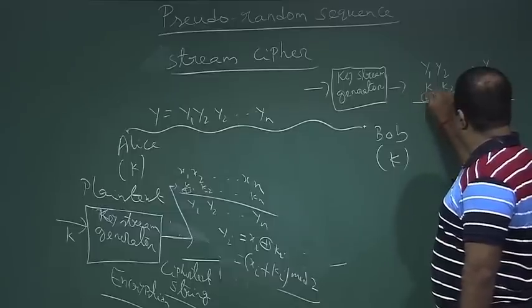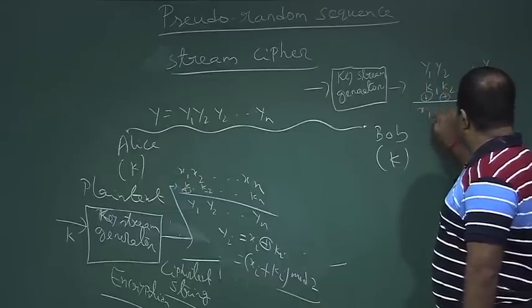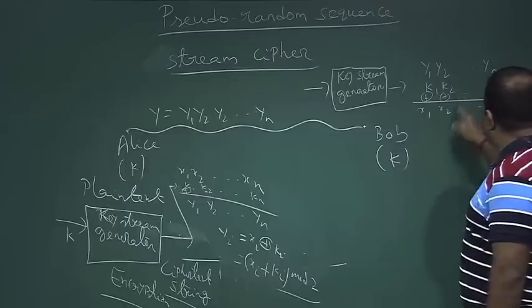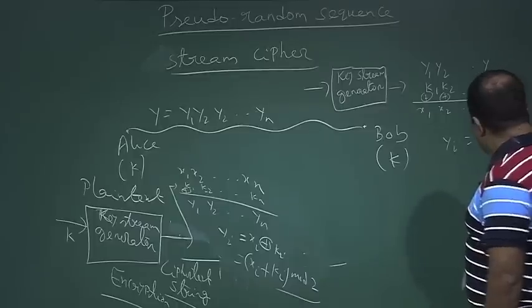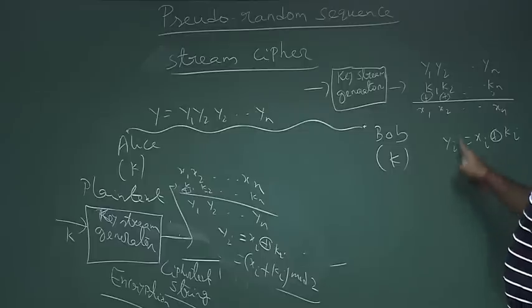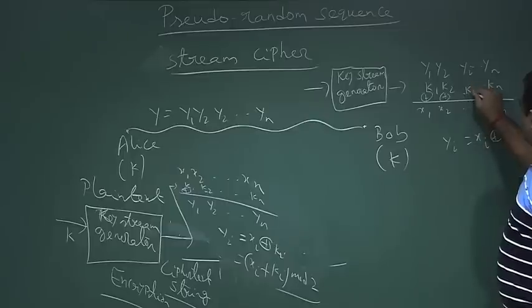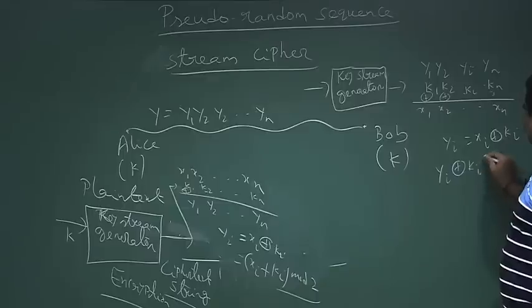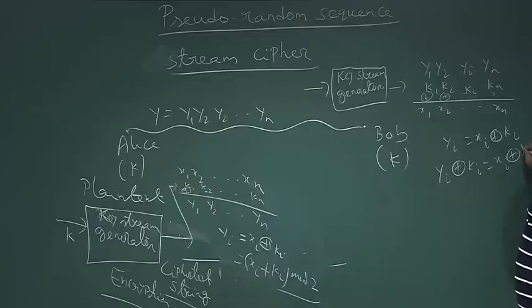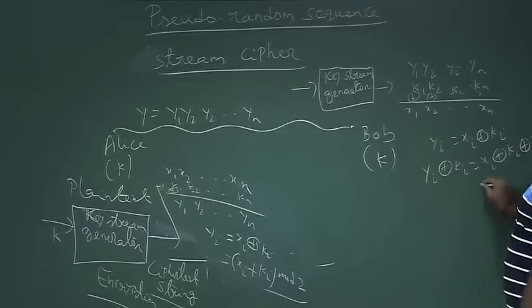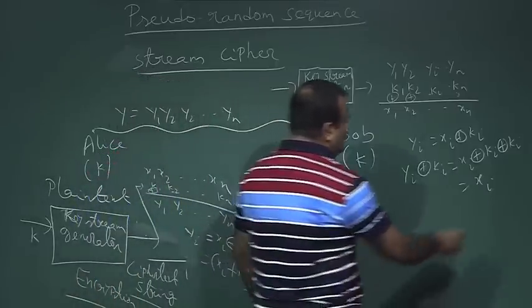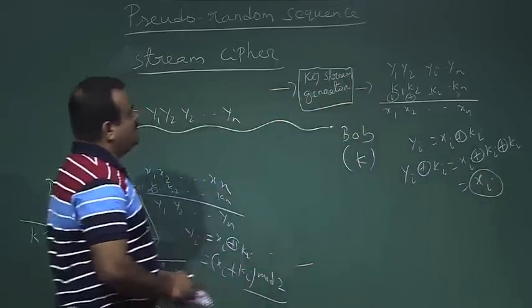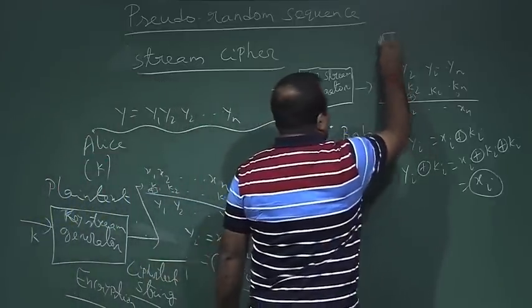So that if we just do the bitwise XOR again, it should give us x1 x2 xn, because this yi is basically xi XOR ki. Now, with this yi we are XORing with ki. So, Bob is doing yi XOR ki, which is xi XOR ki XOR ki, so it should give us xi, the ith bit of the plain text. This is the decryption that Bob is doing.